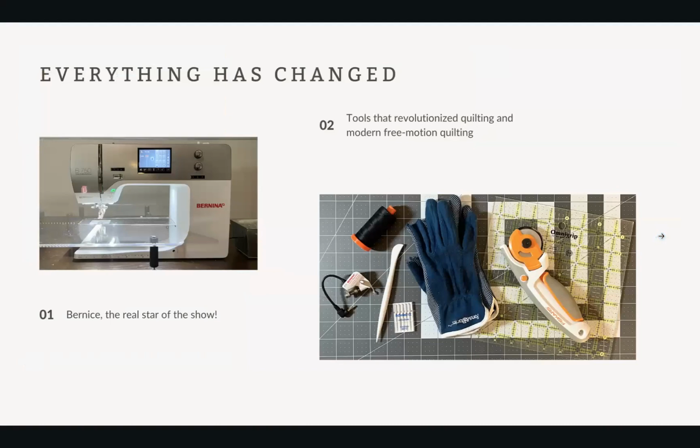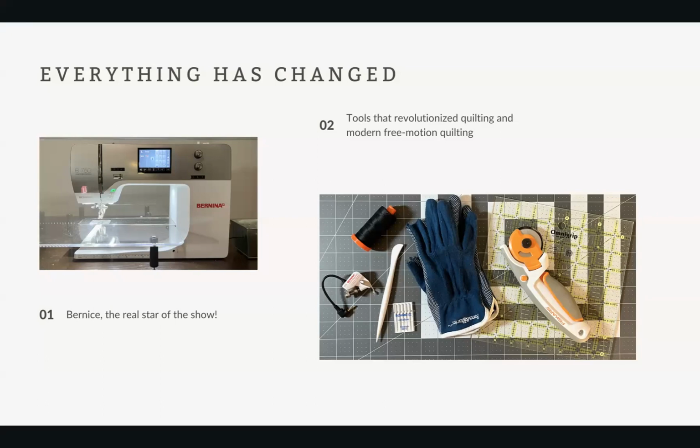All right, first up, everything has changed. Modern tools have revolutionized the way that we quilt. So I just want to talk a little bit about the bare minimum tools that you need to be successful at free motion quilting. Obviously, you need a sewing machine. This is Bernice. She is the star of the show. She is a workhorse. Over the pandemic, I learned how to service her myself, and she still purrs like a kitten despite the hours and hours of work that we do together every single week.